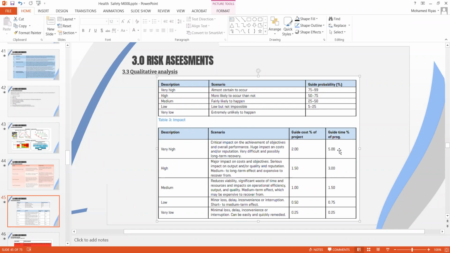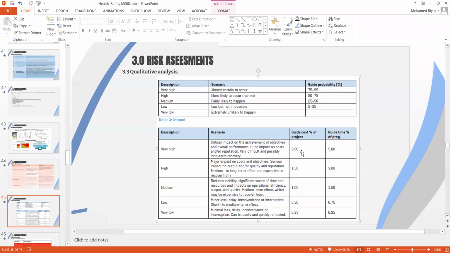If this event could cause an overall 5% delay to the project, so 2% on the cost and 5% on the project, you can categorize it as very high if something could really seriously affect the project.